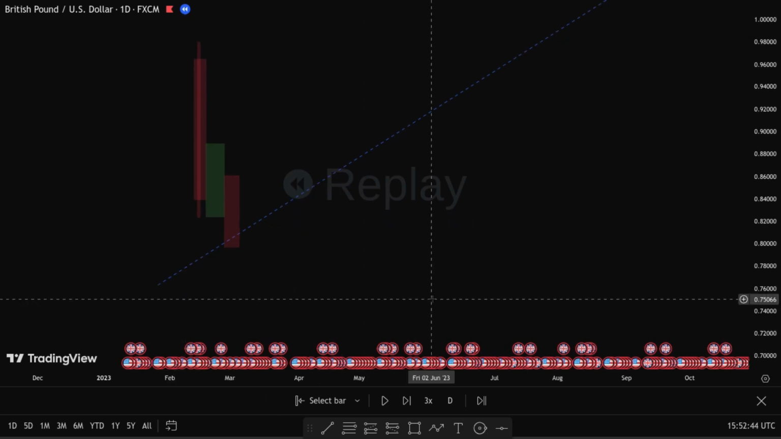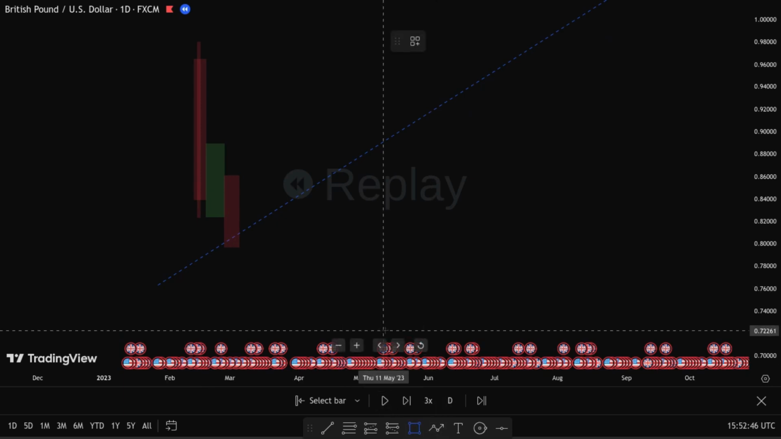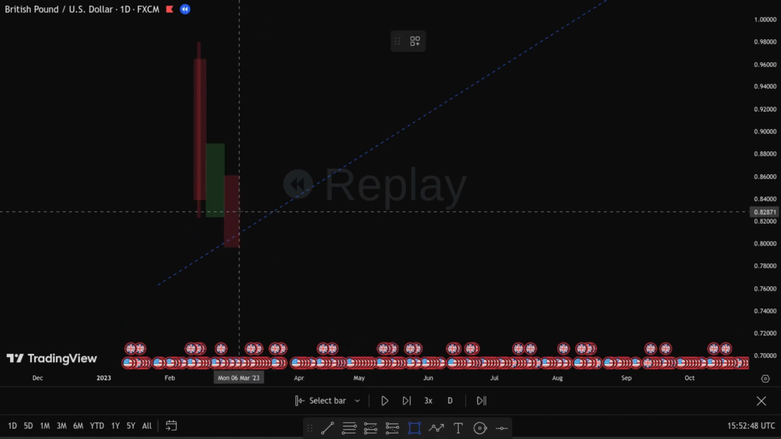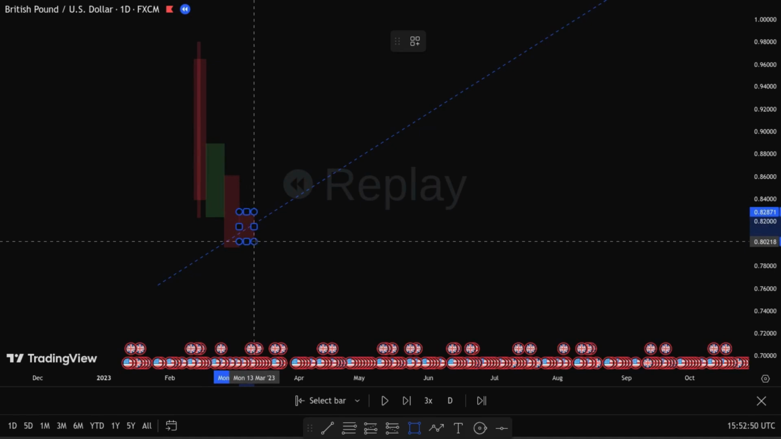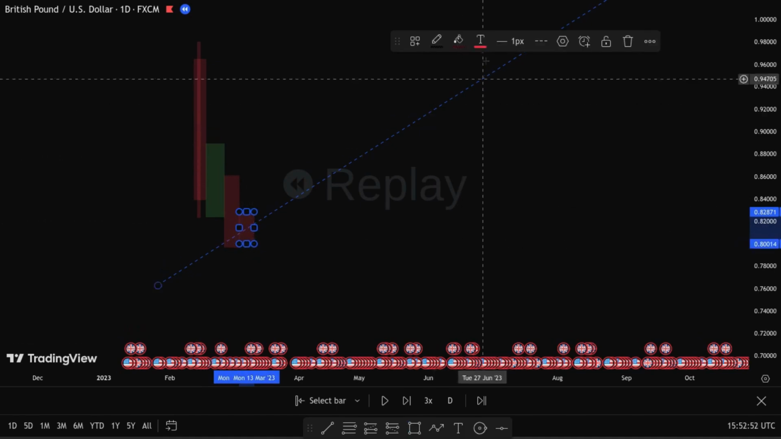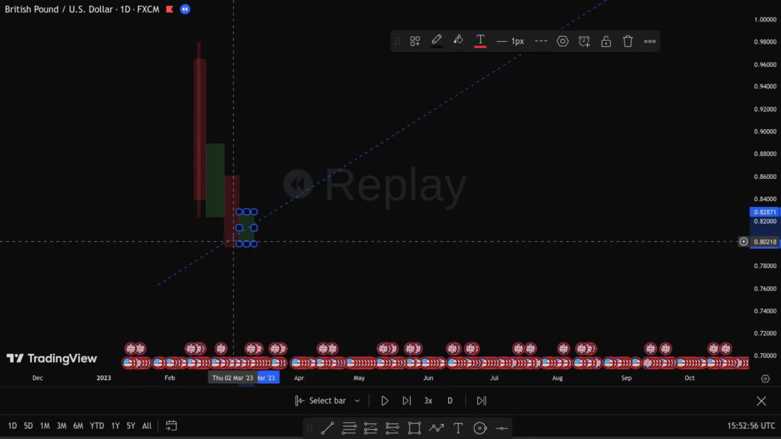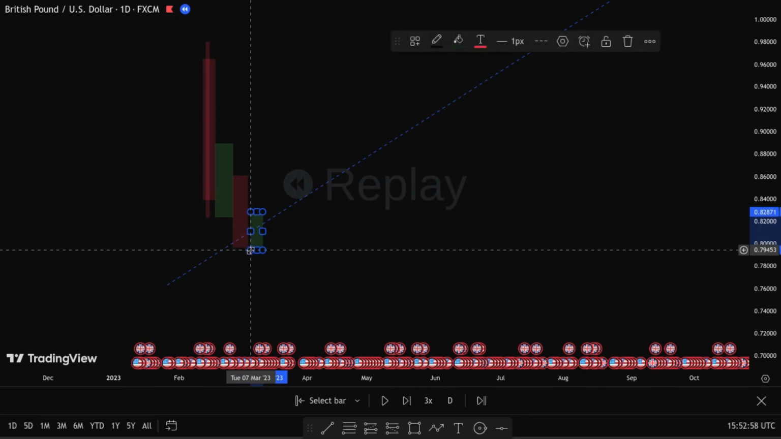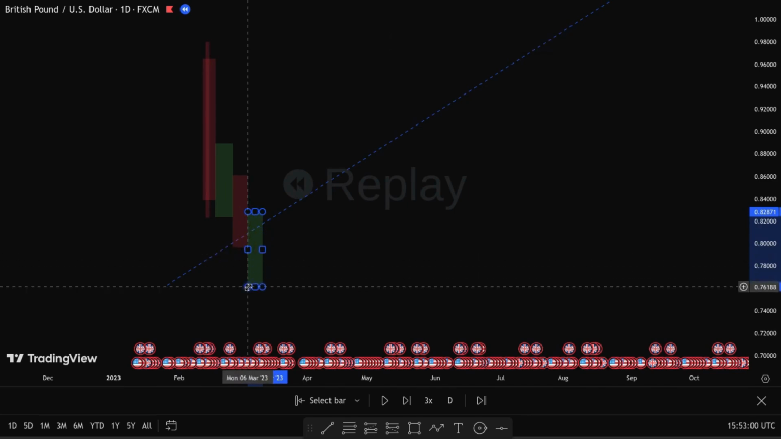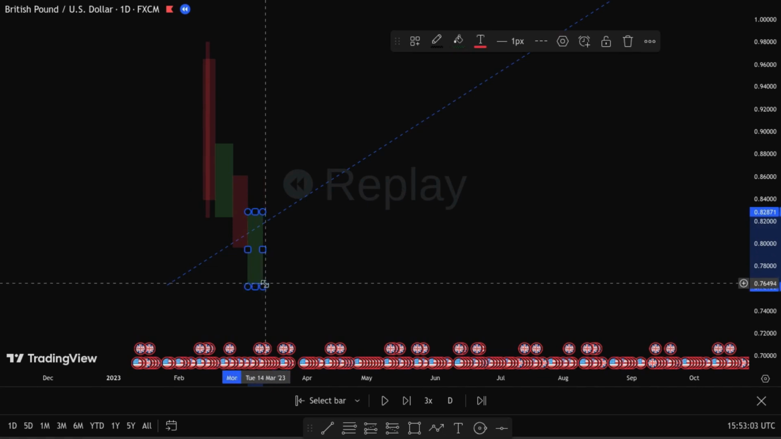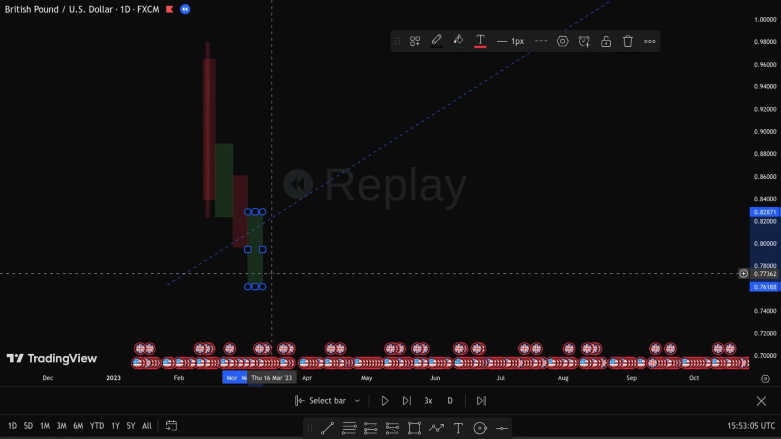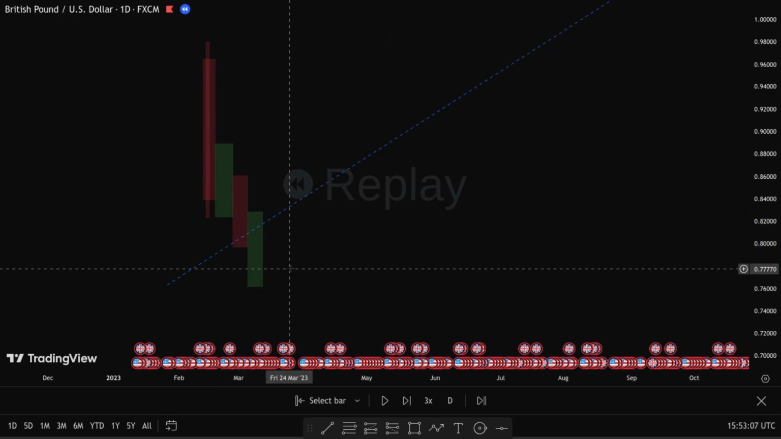So now you wait for confirmation. If you see something like this, price now comes and does something like this, buy, and it's like this or like this, right? Don't buy this pair. Don't buy the pair at all.